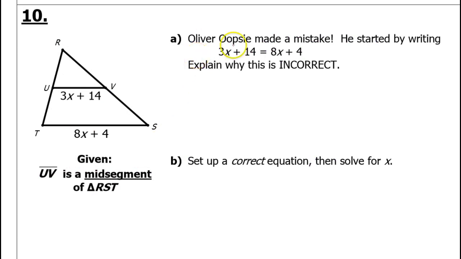So in problem number 10, Oliver Oopsie made a mistake. He started by writing 3x plus 14 equals 8x plus 4. But this is a mid-segment situation. So UV is obviously not going to be equal to the parallel side. The mid-segment is going to be half the length of the parallel side. So let's see, I'll just say segment UV is a mid-segment.